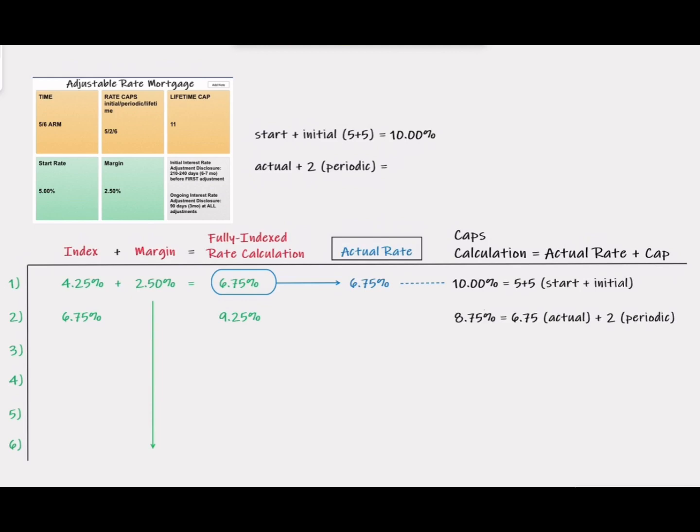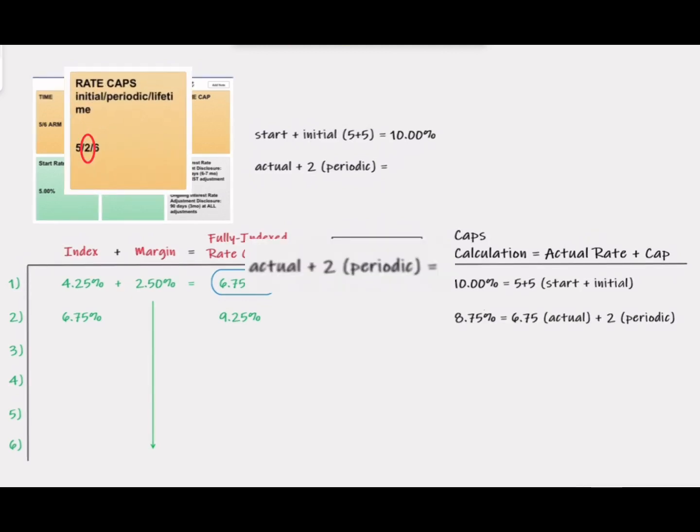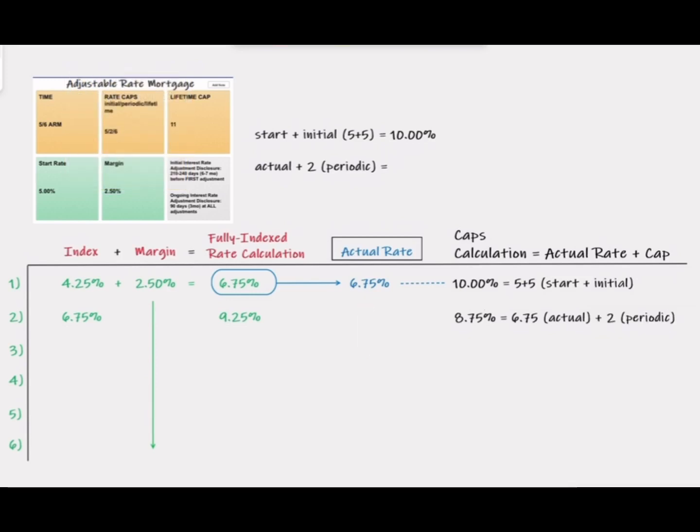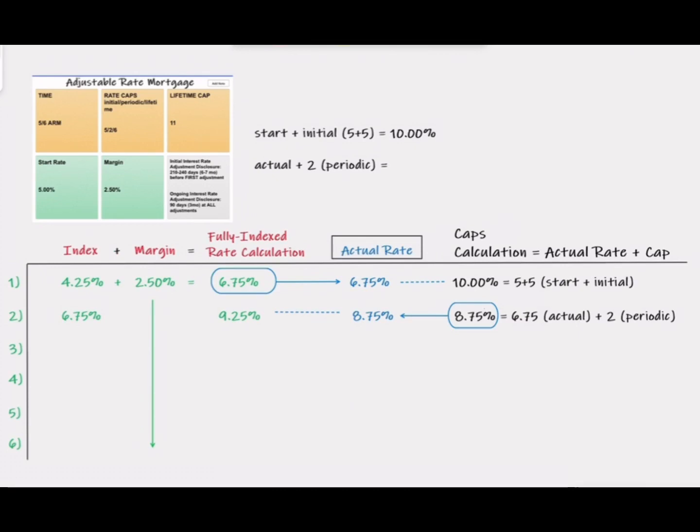Moving forward on the caps calculation side, the periodic cap of 2 will now be used for the life of the loan. It will need to be added to the borrower's previous actual rate. In this case, 6.75% of the actual rate plus 2% of the periodic rate cap will give us a CAPS calculation of 8.75. Out of the two rates you see here, the lower rate will be the borrower's actual loan rate for the next 6 months. That rate will be 8.75% and not the 9.25%.